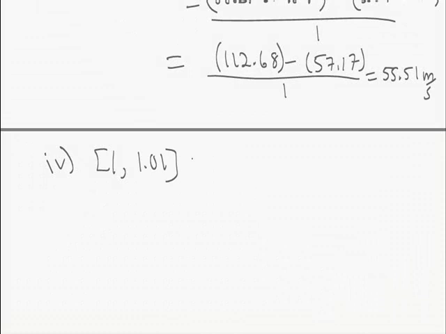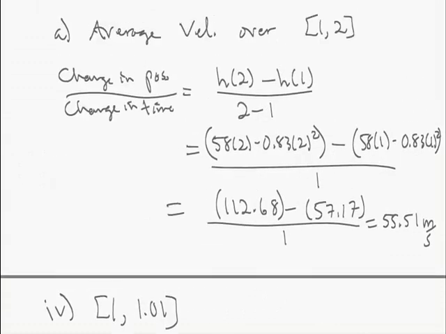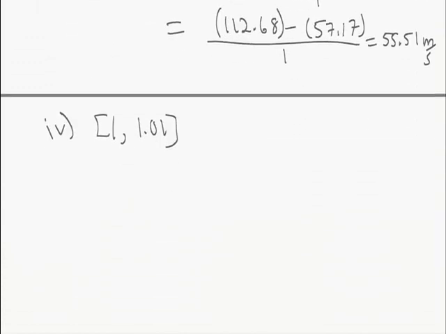So from 1 to 1.01. Now, notice our interval here is much smaller than what we started with. In part I of part A of number 6, we had a whole full second interval. Here we have just 1/100th of a second interval. What's our average velocity here going to be?